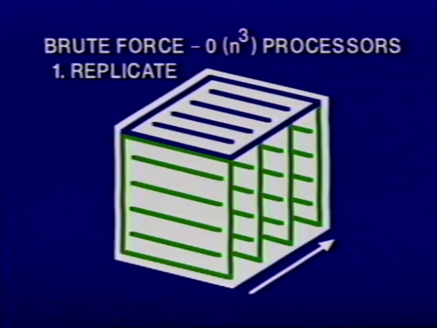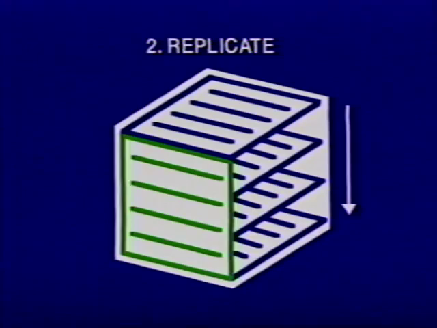The first thing we will do is make copies of the first source array, using a spread operation to replicate that matrix through the cube. Then we will do the same thing with the second source, making copies and spreading those down the cube. Each of these spreading operations takes a logarithmic number of steps. So far, we've used O of log n time.